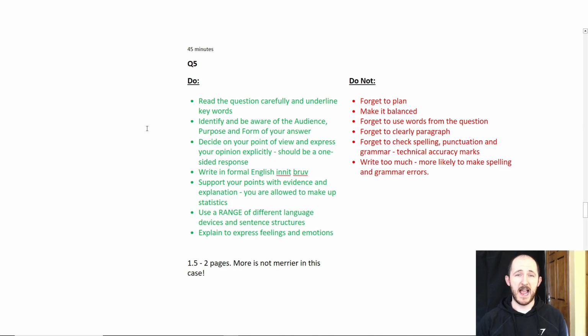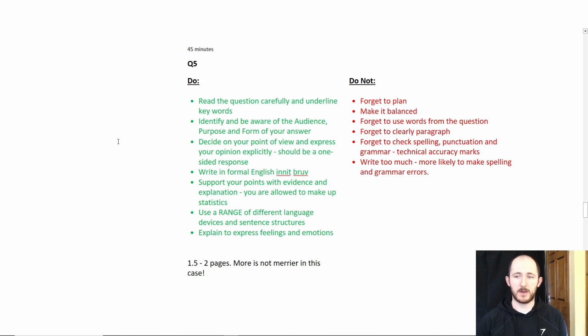Students tend to write a hell of a lot for question 5, which is not the worst thing, but I recommend trying to limit yourself to 1.5 to 2 pages. Okay, more is not merrier in this case. So if you start with question 5 and you spend more than 45 minutes, you could spend an hour and 15 minutes. How are you going to finish the rest of the paper?